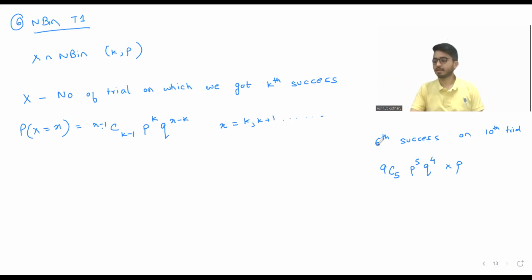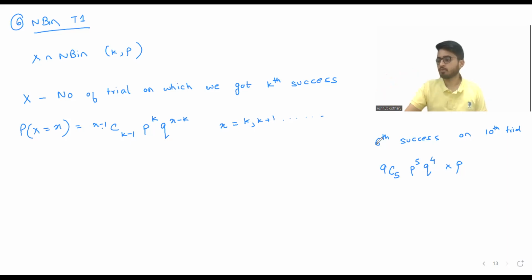Or let us take this example, the 6th success. What I can do is first find the trial on which I got my first success. Then find the additional number of trials on which I got my second success. Then additional trials on which I got my third success, and so on. If I add all of them up, I will basically get the trial on which I'm getting my last success.